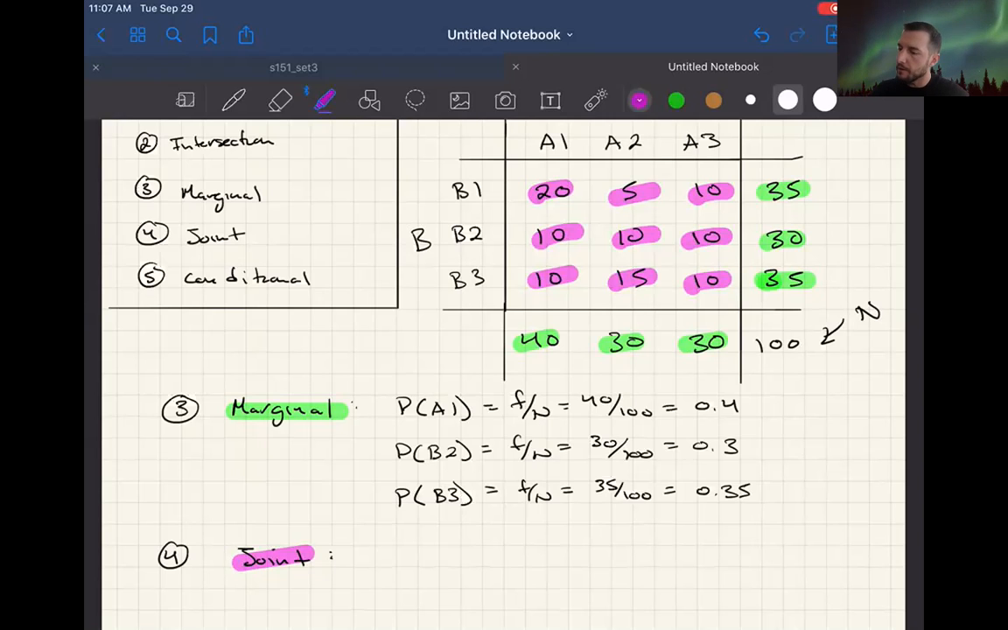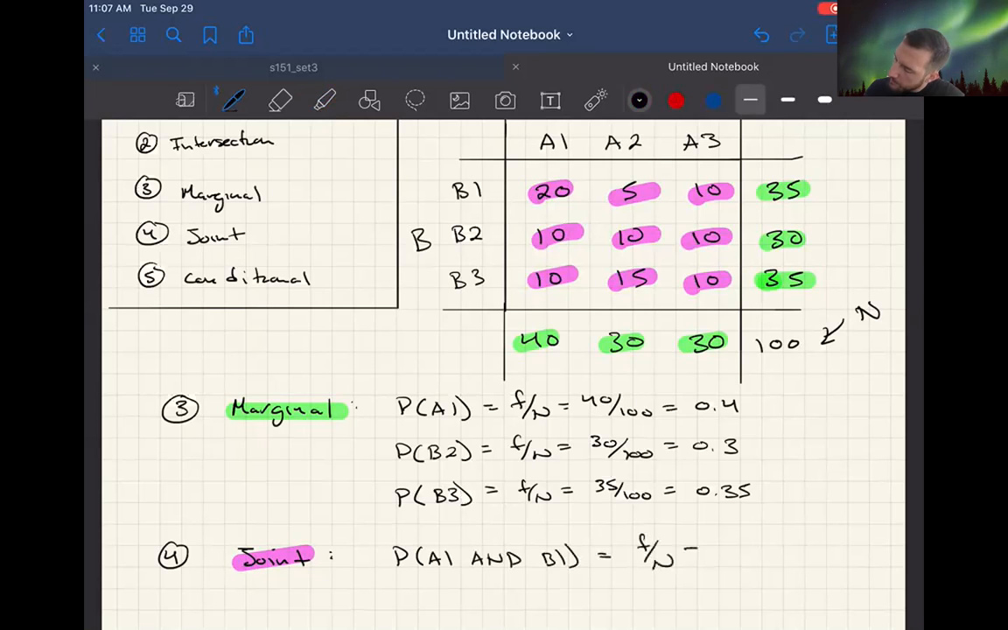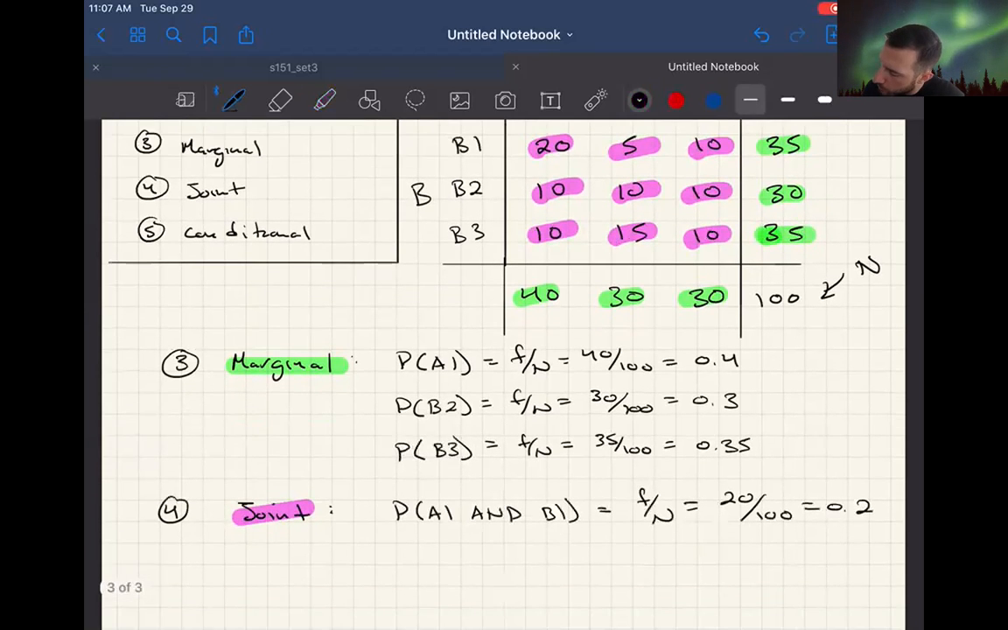Let's say, for example, we want a joint, which is the same as the intersection between A1 and B1. This is going to be little f over n. A1 and B1 is going to be this first 20 over 100, which is 0.2. And then let's say that we want probability A2 and B3, for example.